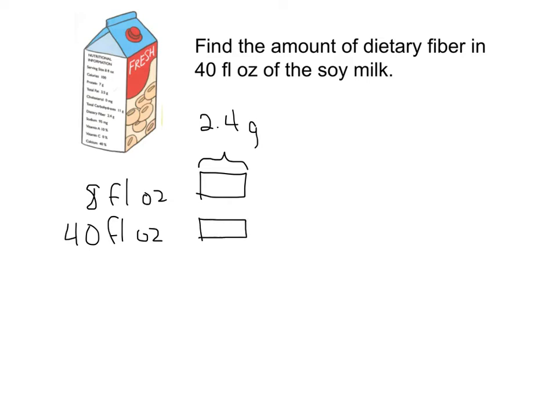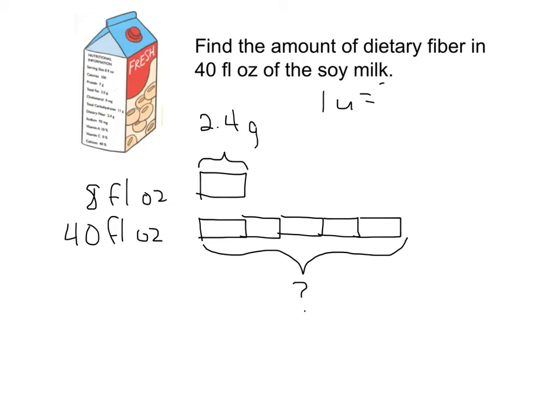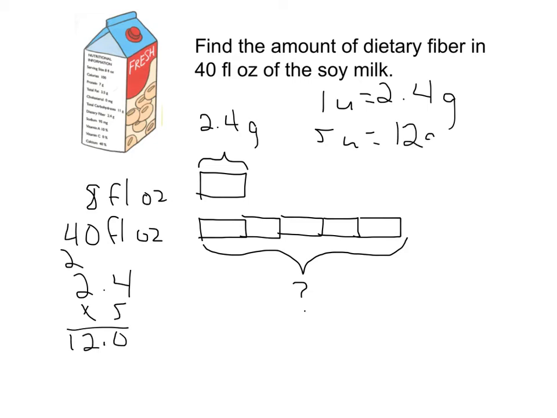Well, we know that every unit you drank, you would get 2 4/10 of a gram. But to go from 8 fluid ounces to 40 fluid ounces, we recognize that 8 times 5 is 40. So really it would be 8, 16, 24, 32, 40 fluid ounces. And the question is, how much dietary fiber would you have in 40? We recognize pretty quickly that it's 5 units. If one unit is 2.4 grams, then 5 units would equal 2.4 times 5, which would be 12.0. You'd get 12 grams. 40 fluid ounces of soy milk would be 12 grams.